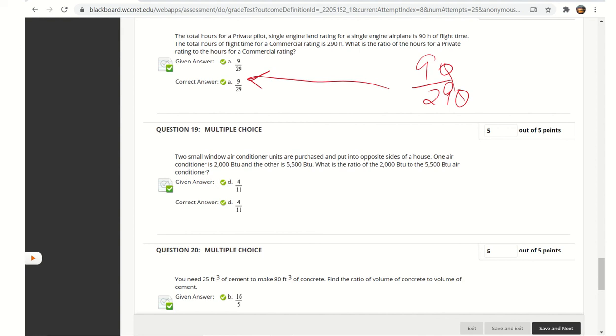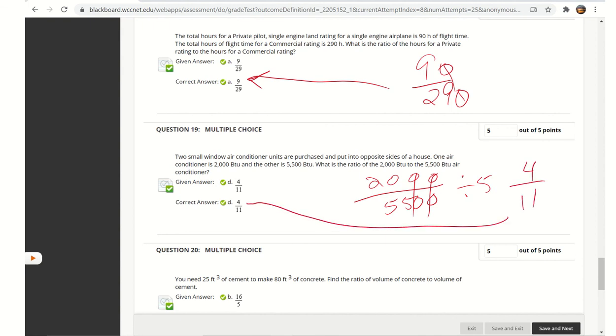2 small window air conditioners are purchased and put on opposite sides of a house. One is 2,000 BTU, the other is 5,500 BTU. The ratio of 2,000 to 5,500. So simply 2,000 over 5,500. You can knock off 2 zeros. Now you've got 20 over 55. If you divide that by 5, that would be 4 over 11.